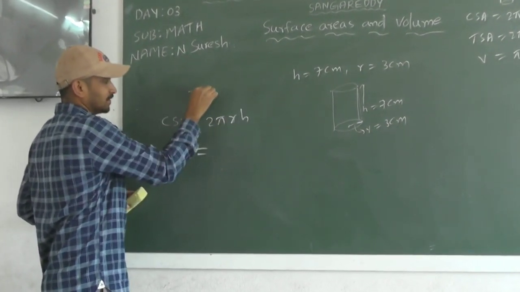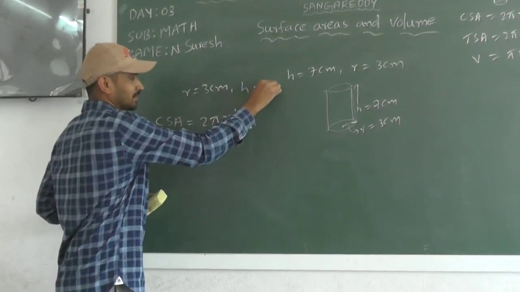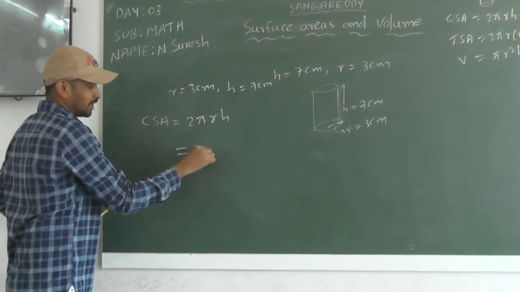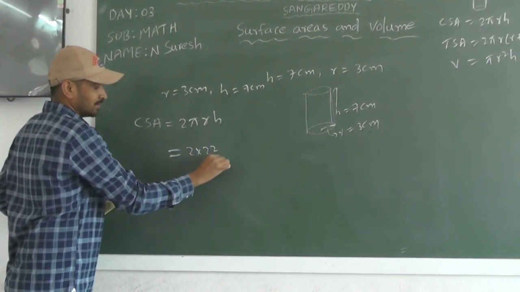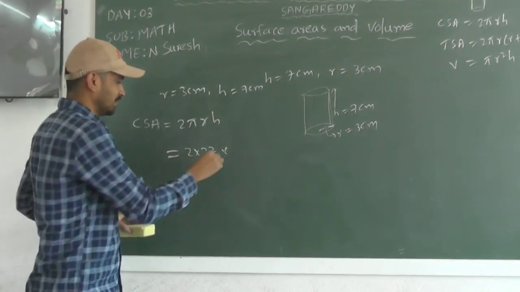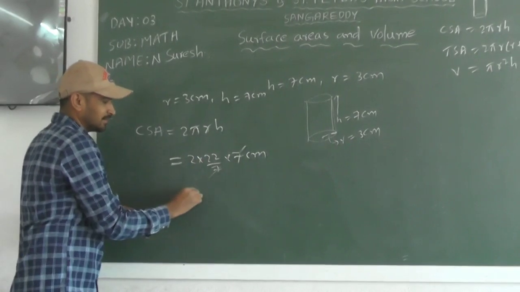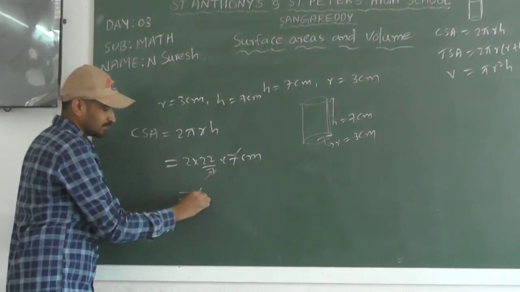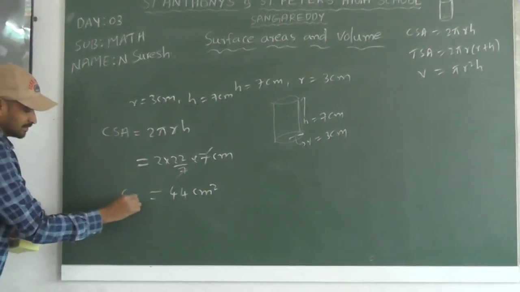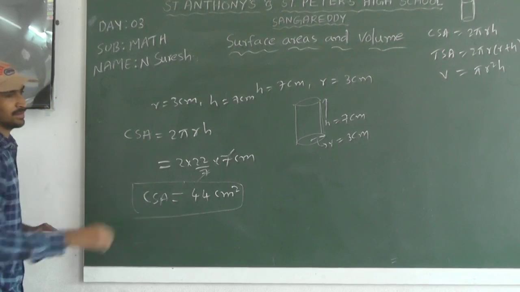Here r equals 3 centimeters, h equals 7 centimeters. So 2 into π value 22/7 into 3 into h equals 7 centimeters. So we can cancel 7 with 7, and 2 into 22, 44 centimeter square. That is the CSA of the given cylinder.